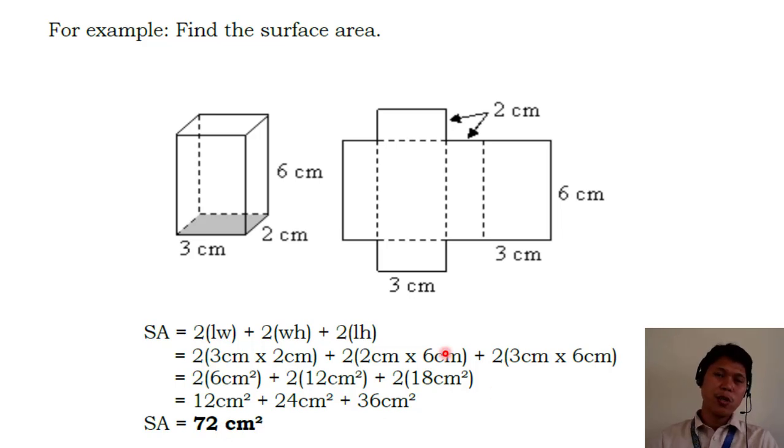Actually, you can also just get the product of length times width, width times height, and length times height, then add them, and then multiply the sum by 2. The same result will come out. So it will be 2 times the quantity of length width plus width height plus length height.